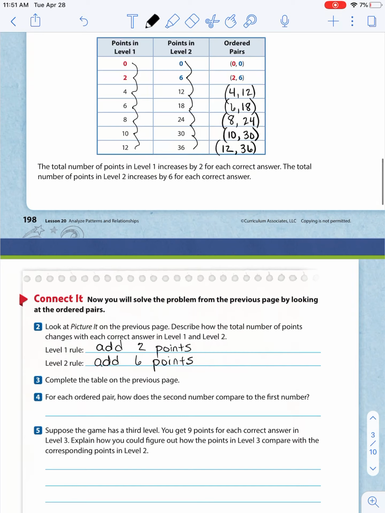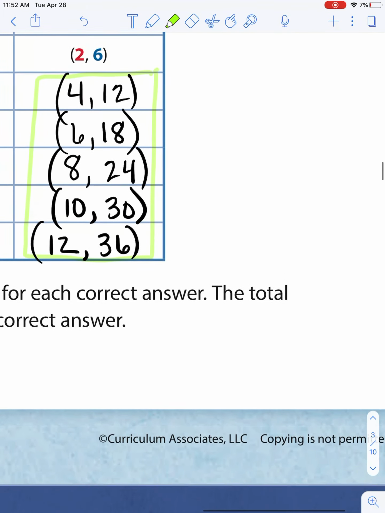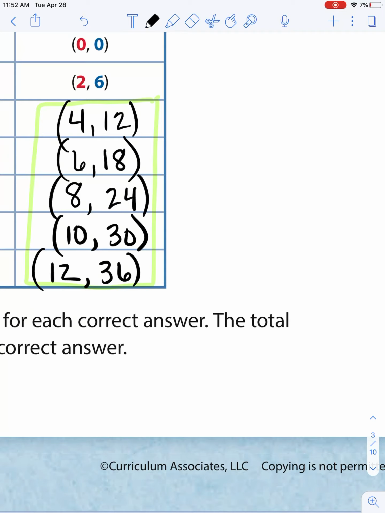Okay? For each ordered pair, how does the second number compare to the first number? So let's look. In these ordered pairs right here, how does the second number compare to the first number? Let's see. 4 to 12. How many did we go up? Well, we did 4 plus 4 is 8. That's 1 four. And then 8 plus 4 is 12. That's 2 more 4s.